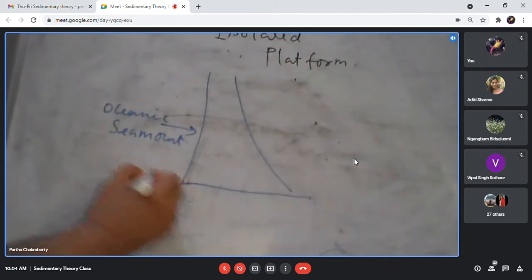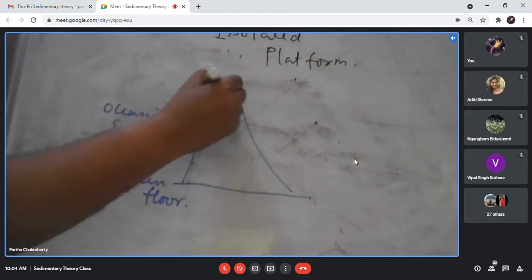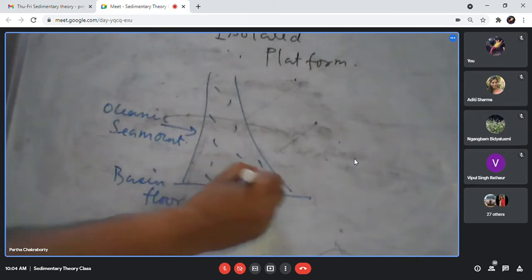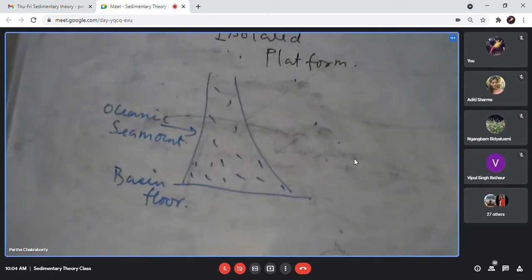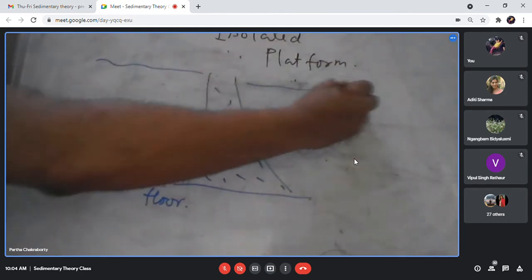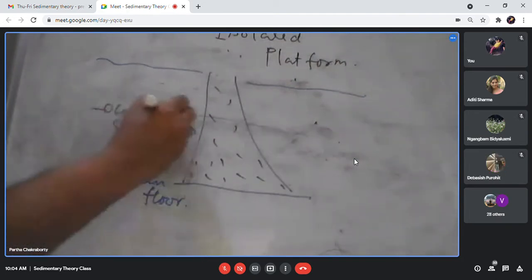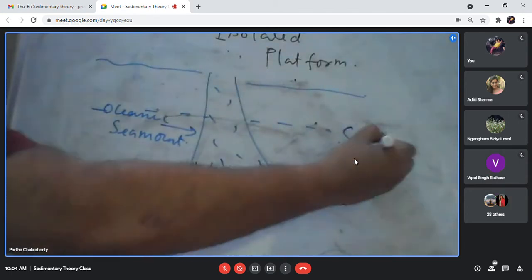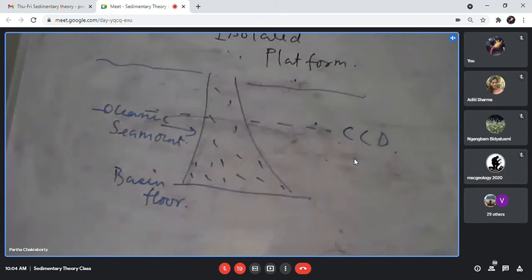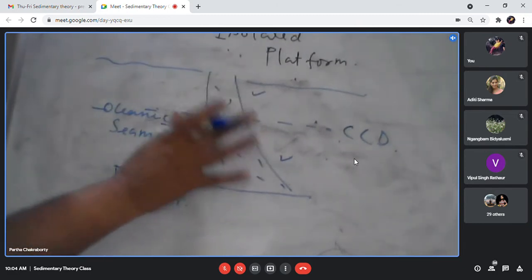So it can be an oceanic seamount. Now, if this is the basin floor, and this may be a volcanic seabound or volcanic island. Now, this is in the ocean water column. So, if this is the ocean surface, in the ocean water column, this seamount will cut across the CCD. There will be a CCD in the ocean water column, and they will be cutting across this CCD. So in the upper part of the CCD and in the lower part of the CCD, there will be a distinction of the different facies types.